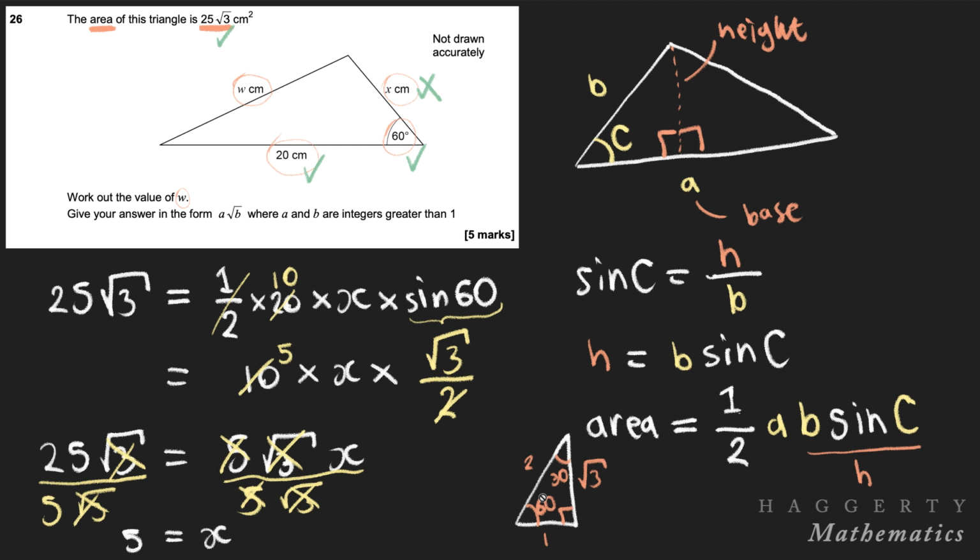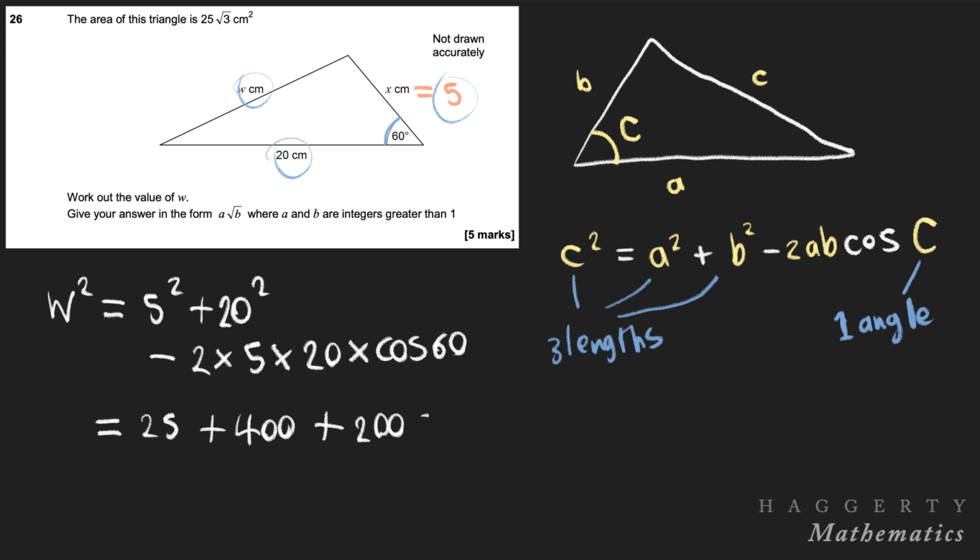our common angle. Let's go back to the previous page. Here's 60, cosine is the adjacent over hypotenuse, so that's going to be 1 over 2, that's a half. So cosine 60 is a half there, 1/2. And we're just tidying that up a bit now. So 200 times a half is 100. So this whole thing just goes to 100. 100 plus 400 is 500, and then 525. So W squared is 525.